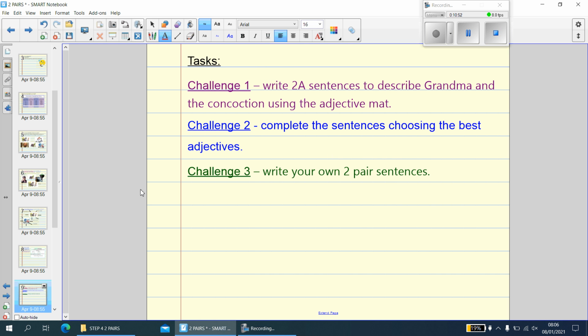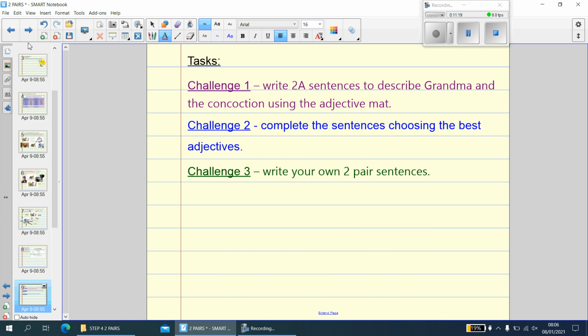Okay, so this is your activity now. You can choose which challenge. I think most of you will be on challenge 2, and a few of you, I think, can push yourselves to have a go at challenge 3. Challenge 1 says write two pair sentences to describe Grandma and the concoction using the adjective mat. I don't think anybody's going to be doing that, okay, because we can all do two pair sentences. We've all got the adjective mat to help us. I don't think you need to do challenge 1.